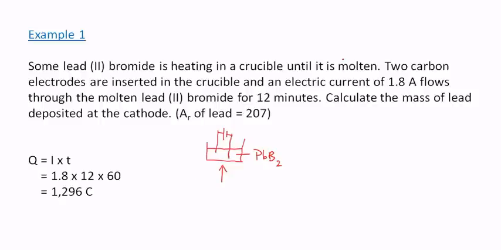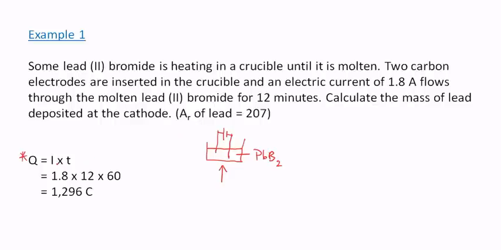Now, we have 2 carbon electrodes inserted in the crucible, and an electric current of 1.8 amps flows through the molten lead-2 bromide for 12 minutes. Calculate the mass of lead deposited at the cathode. Now, in all these questions, the first thing you need to do is to determine the charge that is flowing through the circuit. So we always start by writing Q is equal to IT.